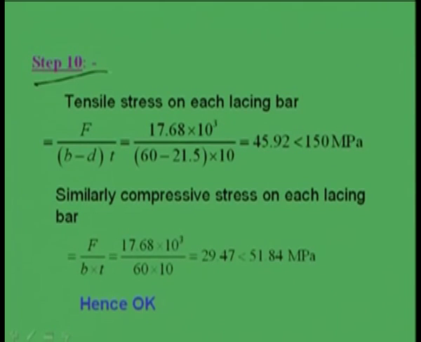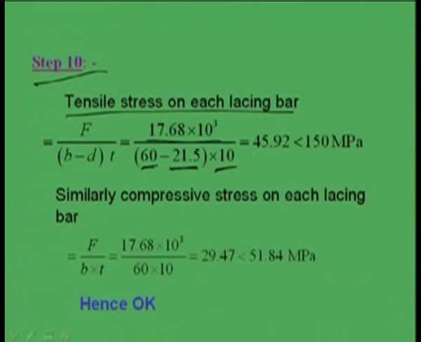In step 10 what we will do? We will check the compressive stress and tensile stress. Tensile stress, how much will it develop? This we know, F by (B minus D) into T, right. So, F is 17.68 into 10 cube, this is the force, and B is 60 mm and D is the diameter of the rivet, that is 20 mm. So, gross diameter will become 20 plus 1.5 mm, so 21.5 mm, right, and T is given as 10 mm.